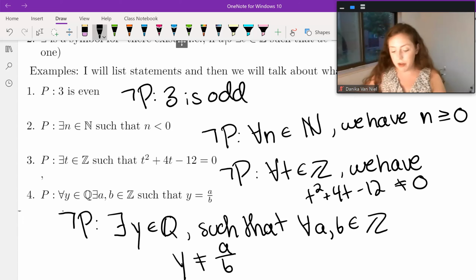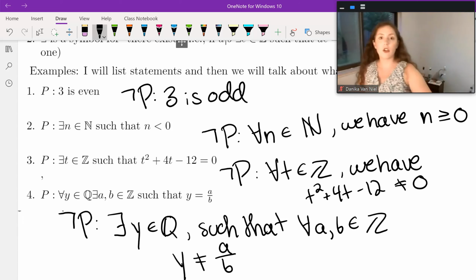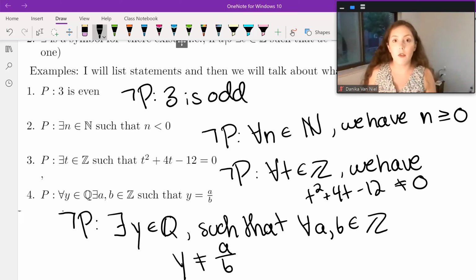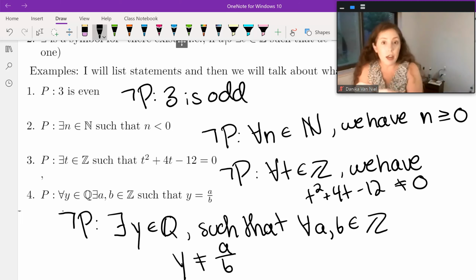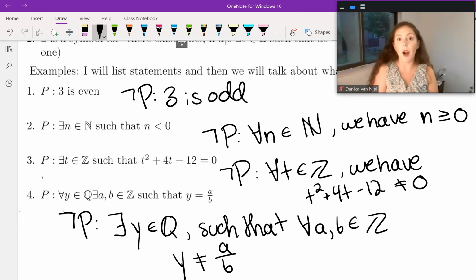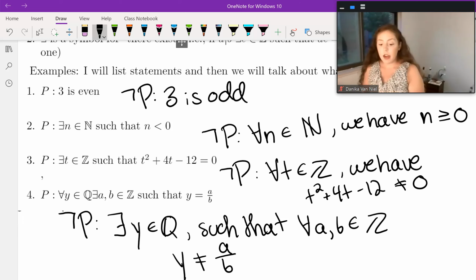Okay, so I went from before, so P is saying choose any y, choose any element in the rationals. Then you can find there exists at least one pair of a and b in the integers such that y equals a over b. So the opposite of that, the negation of that, I want to say there's at least one element in the rationals such that choose any a or b that you want. I dare you, choose any of them. You're not going to be able to find a and b in the integers such that y is equal to a over b.